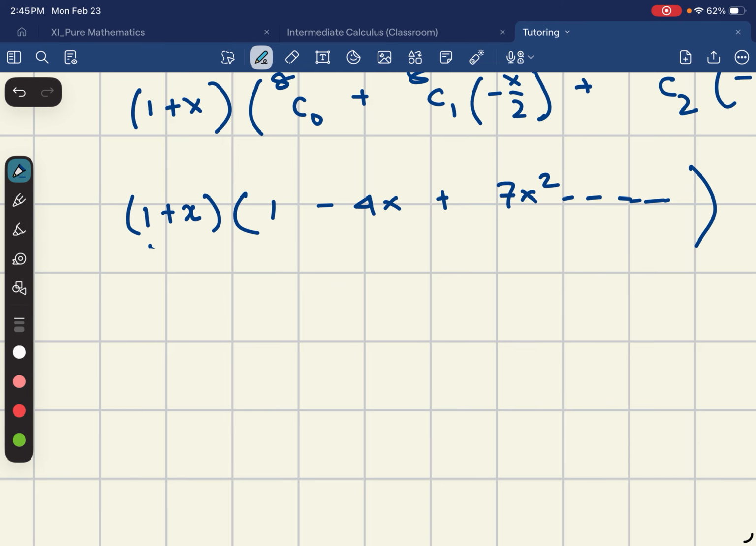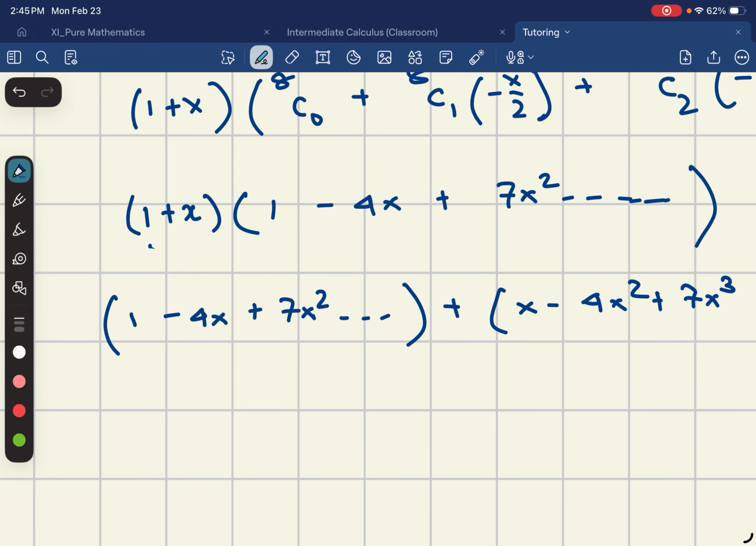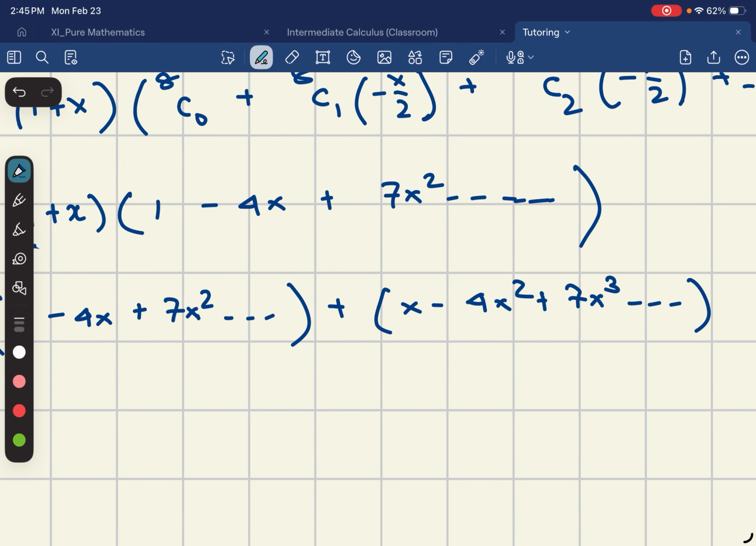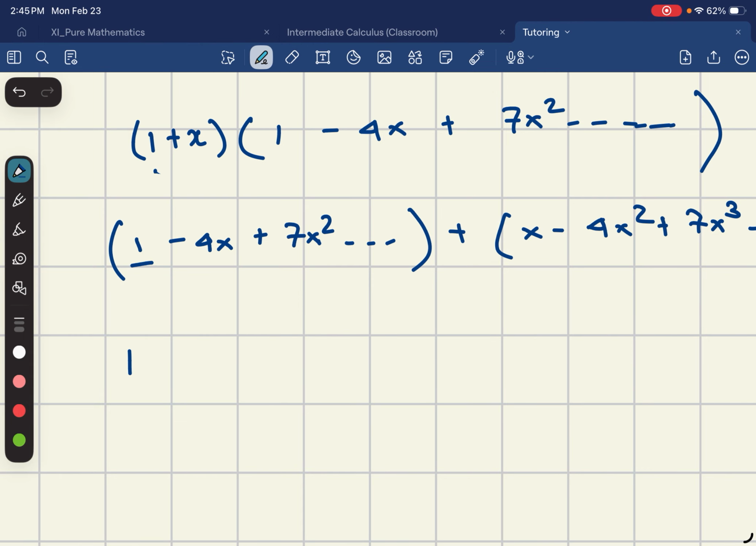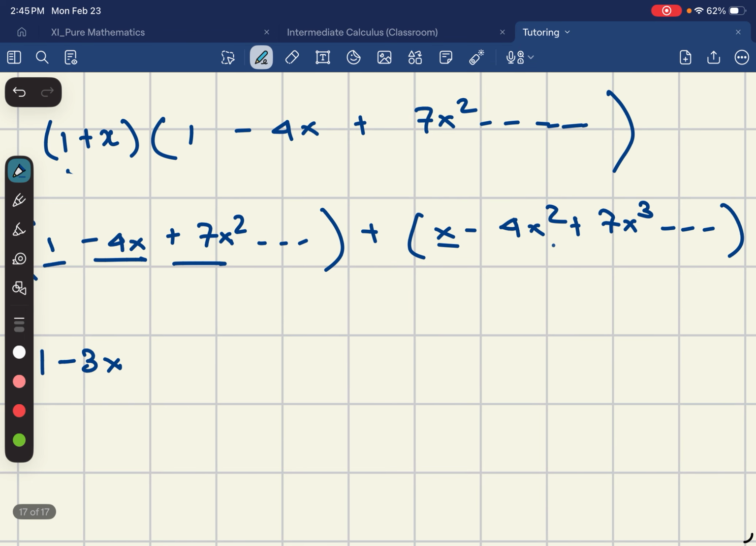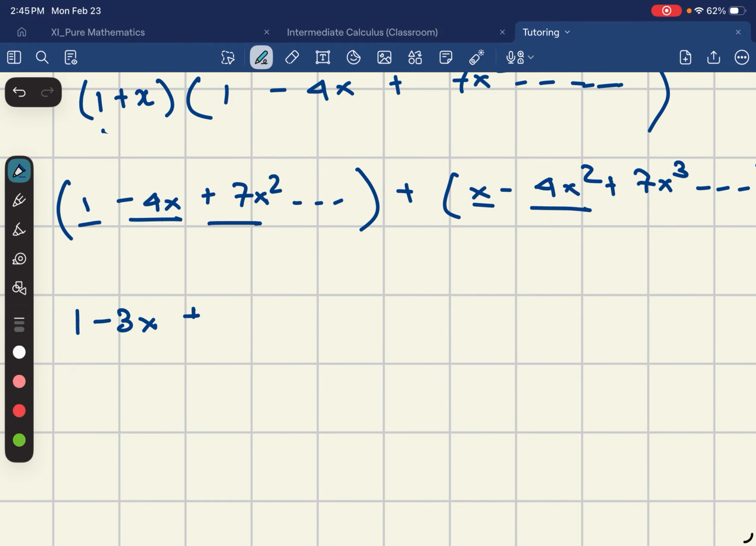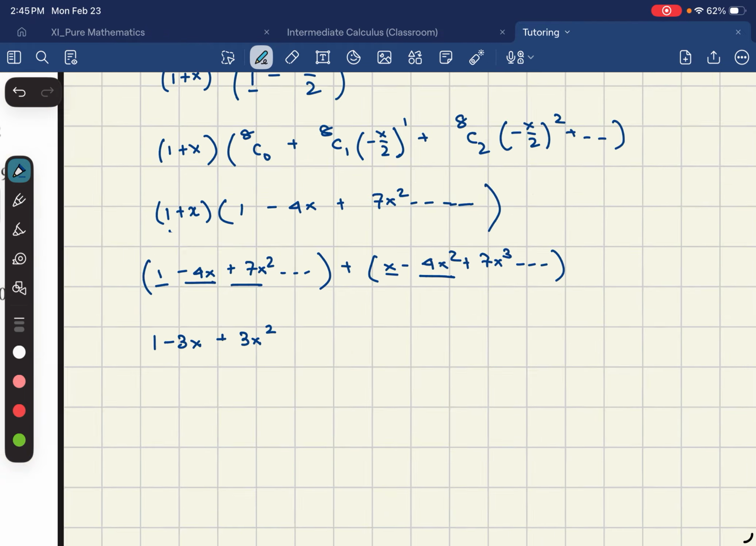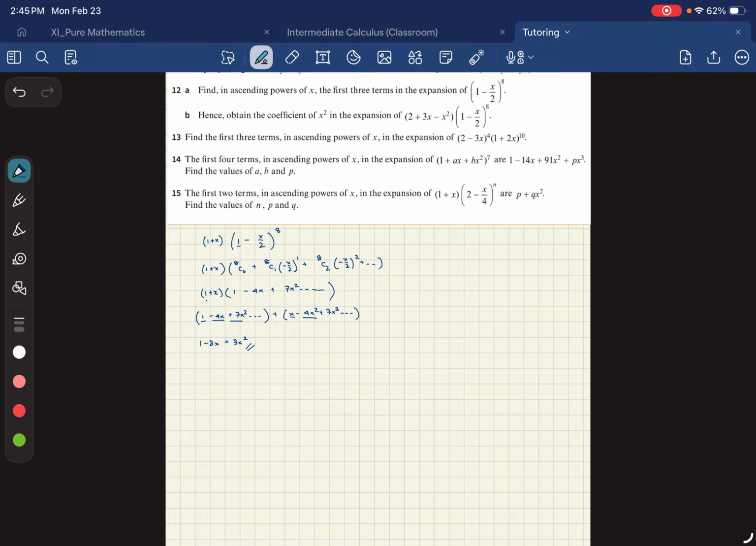So if I simplify, I get 1 minus 4x plus 7x squared, on and on, plus x minus 4x squared plus 7x cubed. And I don't need x cubed. So 1 is the same, minus 4x plus x, minus 3x, plus 7x squared minus 4x squared, plus 3x squared. So that is your first three terms.